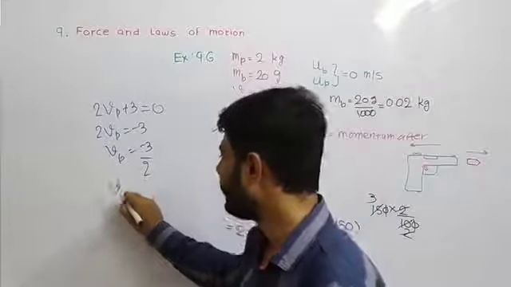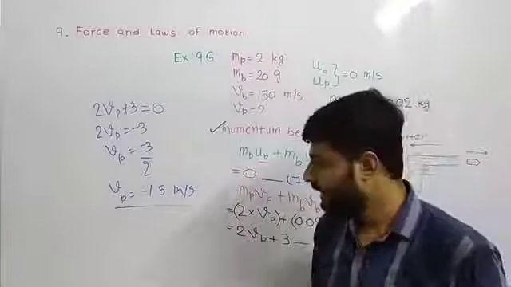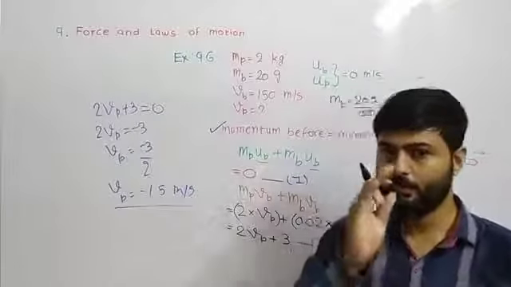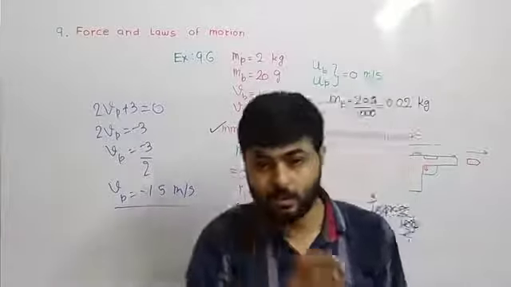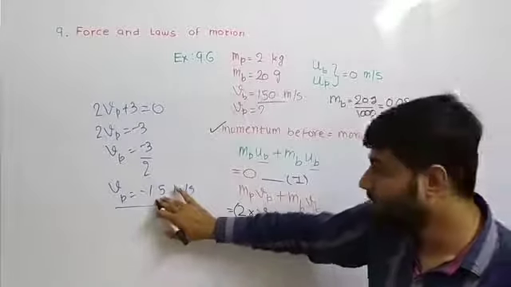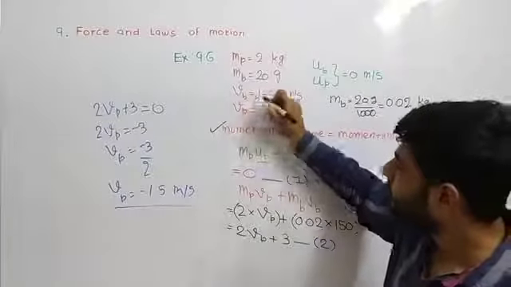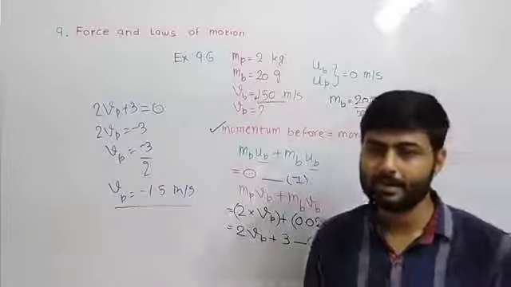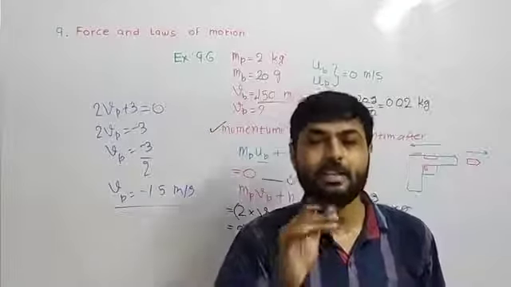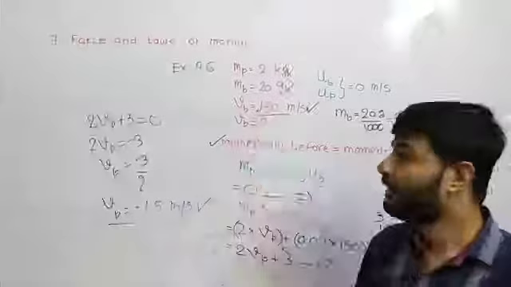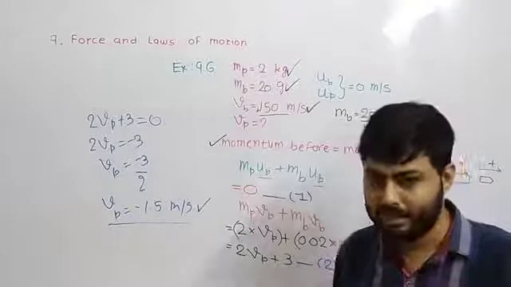So VP is minus 1.5 meter per second. Here in this example I would like to note a few things. The velocity of the bullet is 150 meter per second, which is a huge velocity. And see here, the velocity of the pistol is only 1.5 meter per second. The sign of this velocity is positive and the sign of this velocity is negative. Why did this happen? Because it indicates that the velocity of the bullet and the velocity of the pistol are in opposite directions. The mass of the pistol is very high compared to the bullet, so the velocity of the pistol is very low.